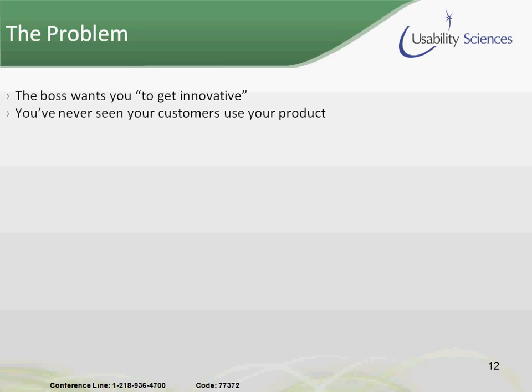Okay, so we're going to jump to the next one. This is another problem, and you're going to try to figure out what methodology I'm talking about here. So the boss tells you that they want you to get innovative. Maybe you've never seen your customers use your product in real life, or maybe it's been a while. When was the last time that you saw actual customers sitting there using your product?